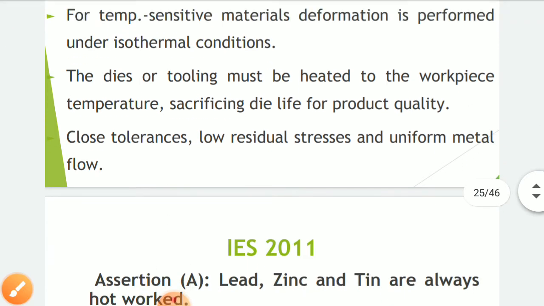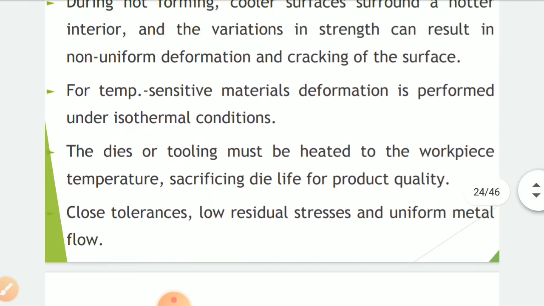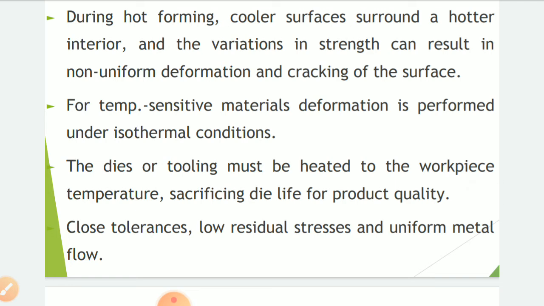Let's start the different previous year questions based on our understanding that we have seen in the last two lectures and in this lecture. Let me recapitulate what we have studied. We have basically seen three things: cold working, hot working, and recrystallization temperature. What is recrystallization temperature? It is the temperature which defines whether the process is hot working or cold working. What is cold working? If the temperature is below recrystallization temperature, then that process is known as cold working.